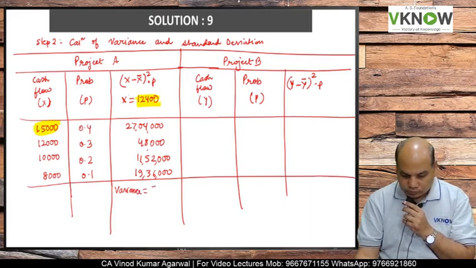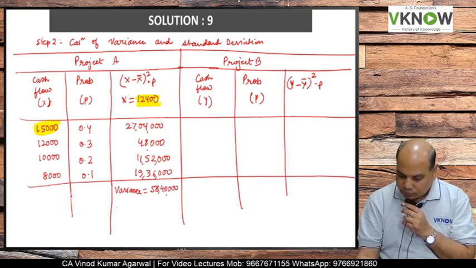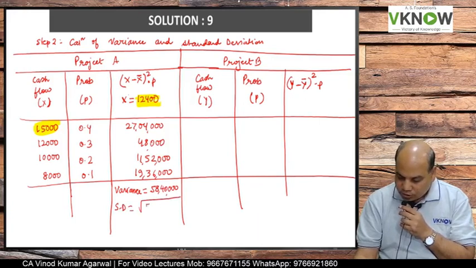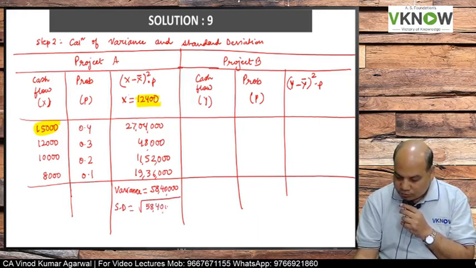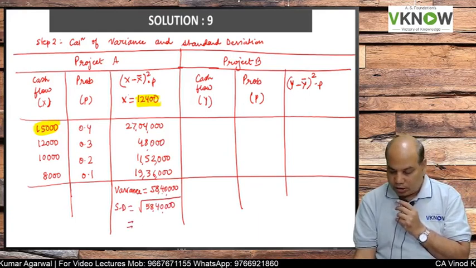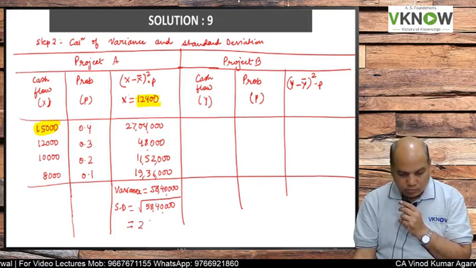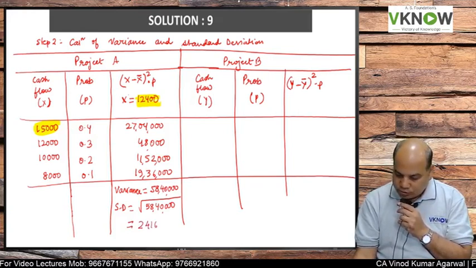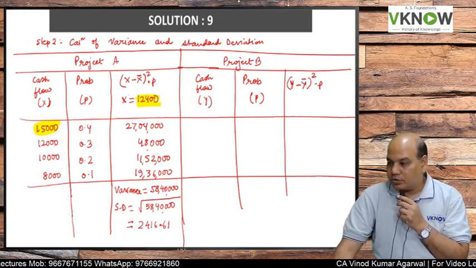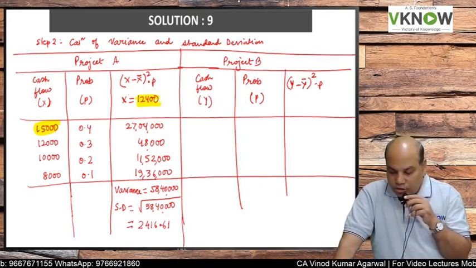Variance. So that is 58,40,000. And right below, standard deviation equal to, just in the same column, under root 58,40,000. So you can write here, you can write below. 2416.61. Okay, this is good enough. So this way you present the answer. If you don't have space, write below. Any query on project A?